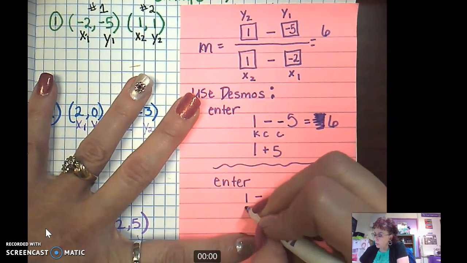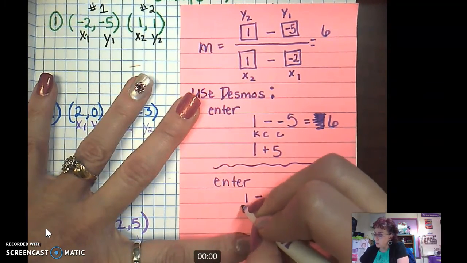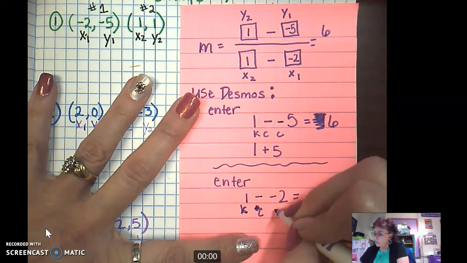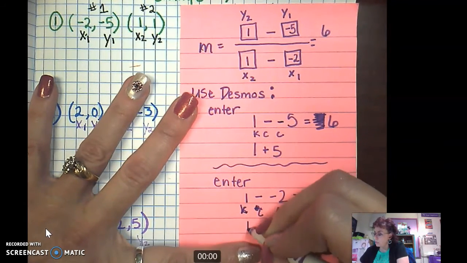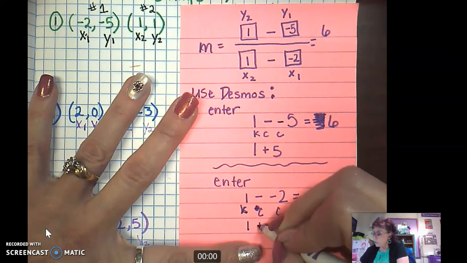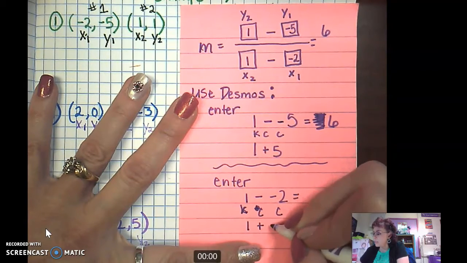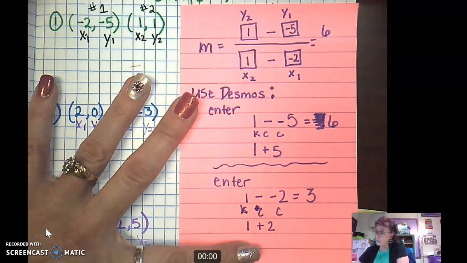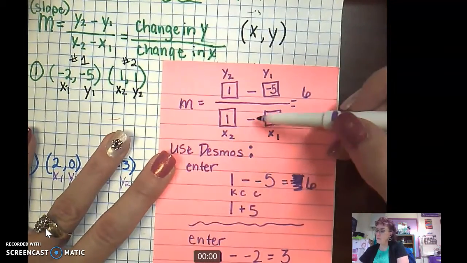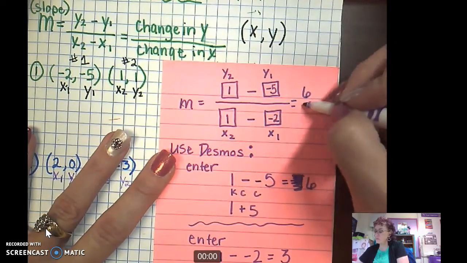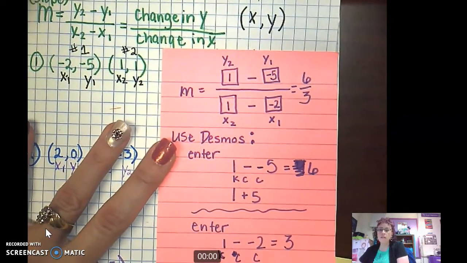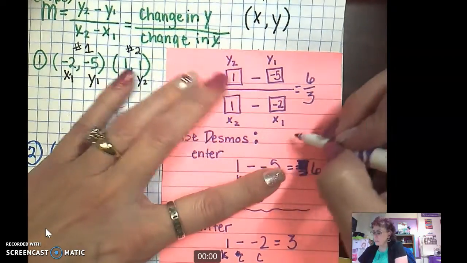If you're not using Desmos, which you are going to because you need to, right? So keep, change, change. Keep the 1, change subtraction to addition, change the sign of the second number, and then we get 1 plus 2 is 3. So 1 minus -2 equals 3. You must simplify it.